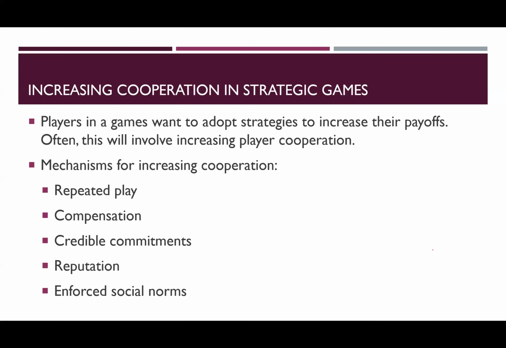That is going to end our treatment of sequential games. And now we're going to turn to thinking about how players can increase the likelihood that their opponents will cooperate with them.